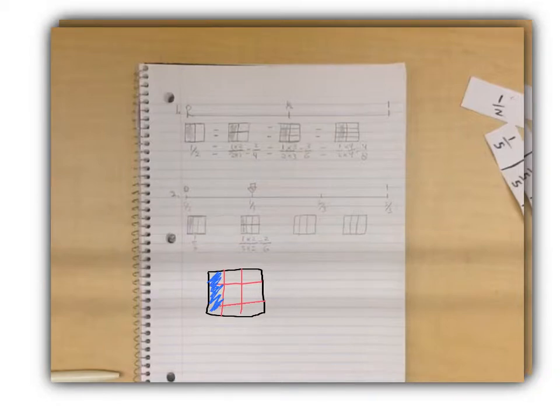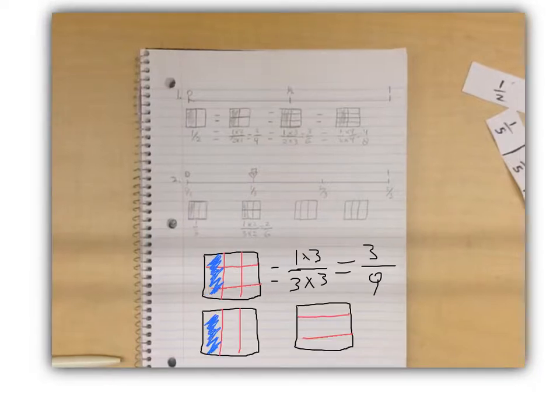Interesting. So basically what just happened was we had 1/3. We multiplied it by 3/3. And guess what? Now how many do we have? We have 1, 2, 3 out of 1, 2, 3, 4, 5, 6, 7, 8, 9. We have 3/9. Interesting. Now, while I have you here, let me just show you one more example.